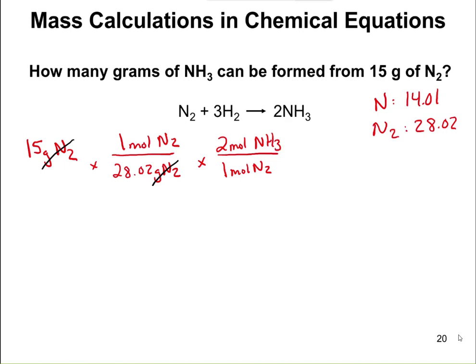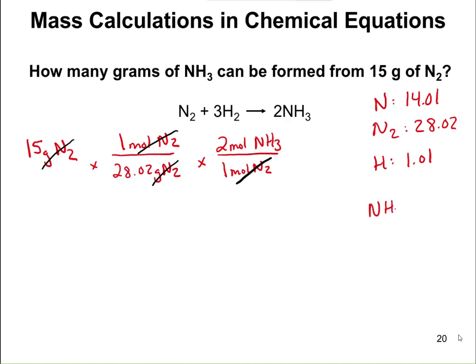Once again, I can cancel out my units. Moles of N2 are gone. So now I know how many moles of NH3 I have, and I want to know how many grams of NH3 I have. In order to do this, I need to know the molar mass of NH3. So hydrogen is going to be 1.01 AMU, or grams per mole.